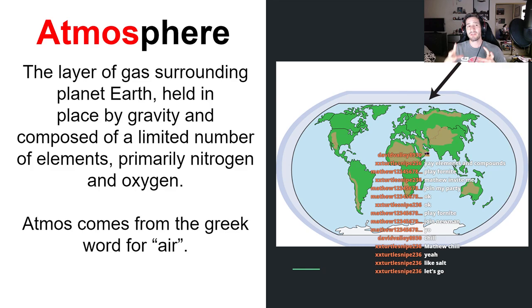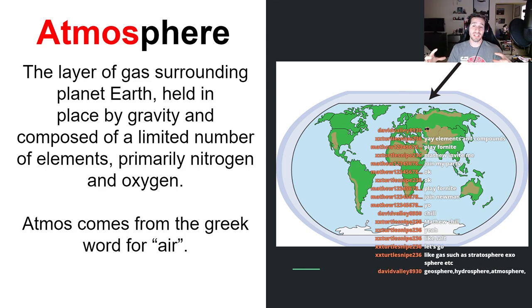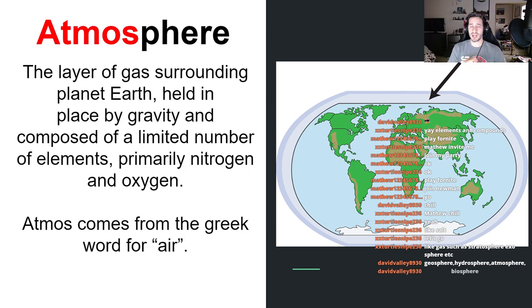The atmosphere is just a layer of gas surrounding the planet Earth, and we mentioned in class that these gases are pretty much held on Earth by gravity. Gravity is not letting these gases spread out to space, so it's keeping them within our reach, right? It's kind of like having them placed where they should be. Now, this layer of gases, held by gravity, is composed of a limited number of elements. They're primarily nitrogen and oxygen. That's pretty much what we breathe.